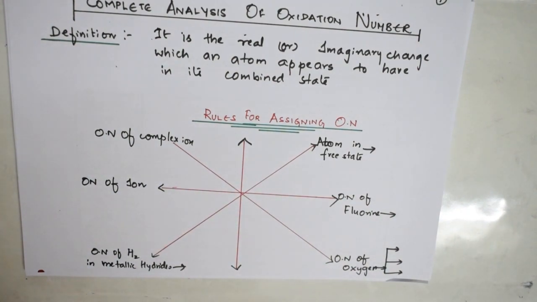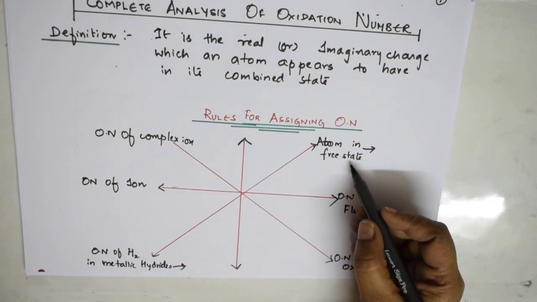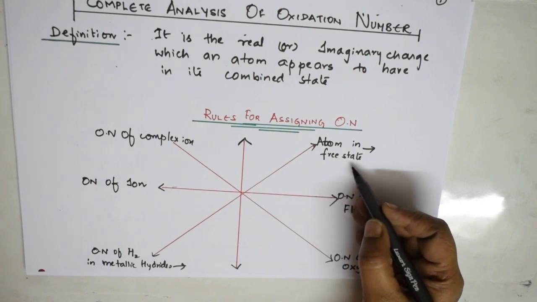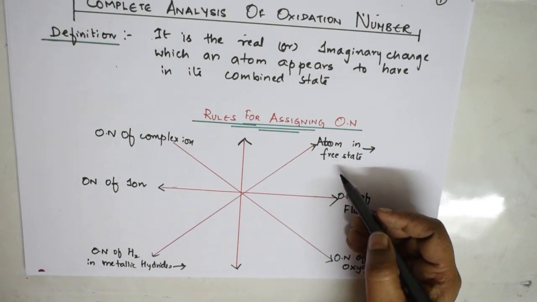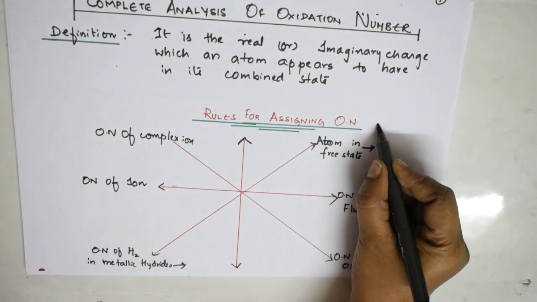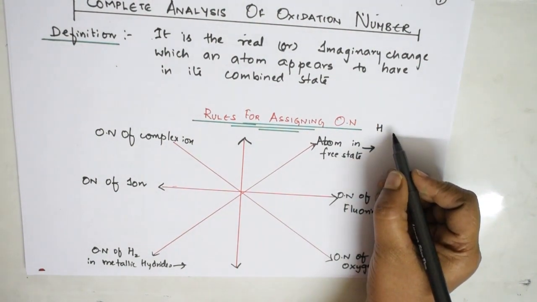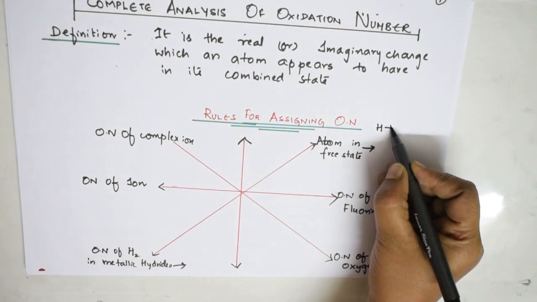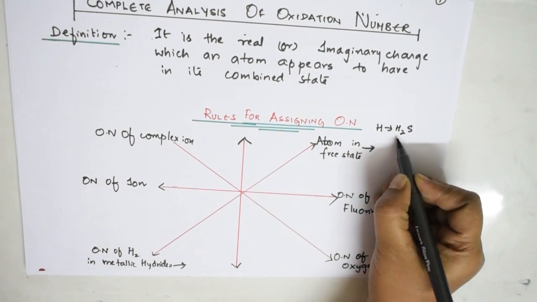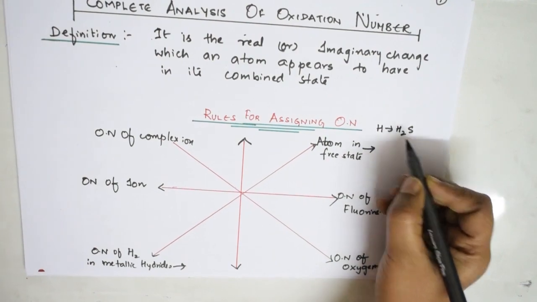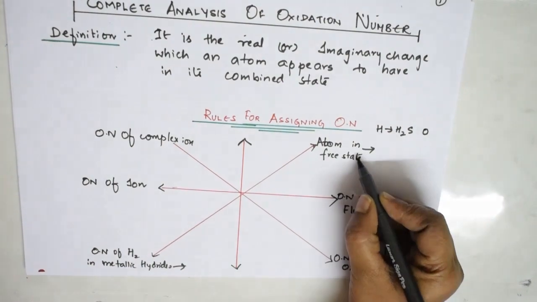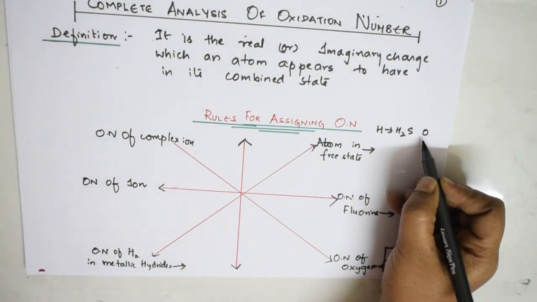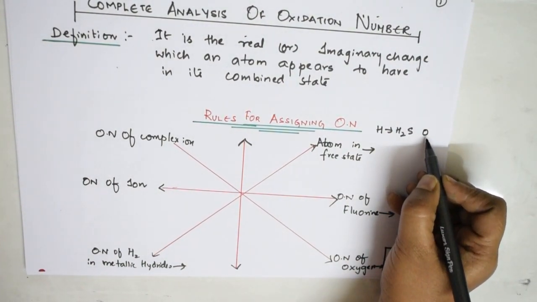So suppose they have given me the oxidation number of an atom. Always remember, if an atom is in free state, for example hydrogen, take the example of H2. It's a diatomic molecule and it is in free state. In this case, the oxidation number of hydrogen is 0, remember. So wherever an atom is in free state, the oxidation number is 0.